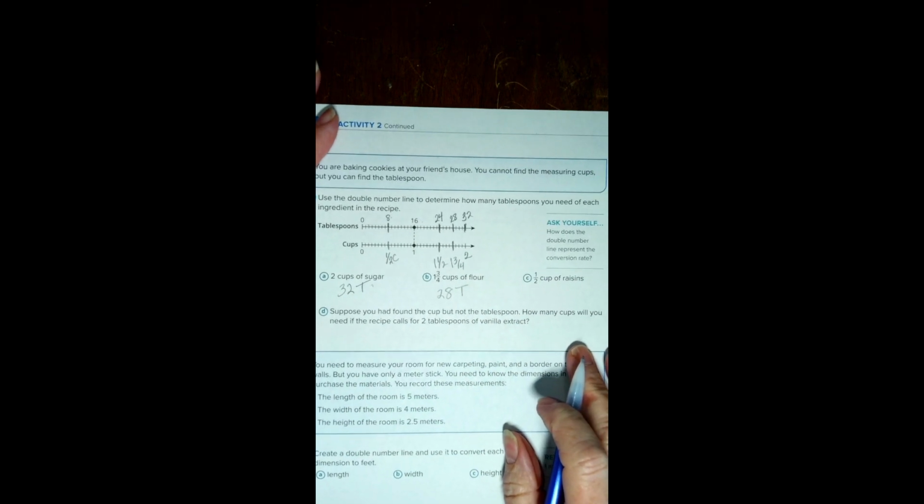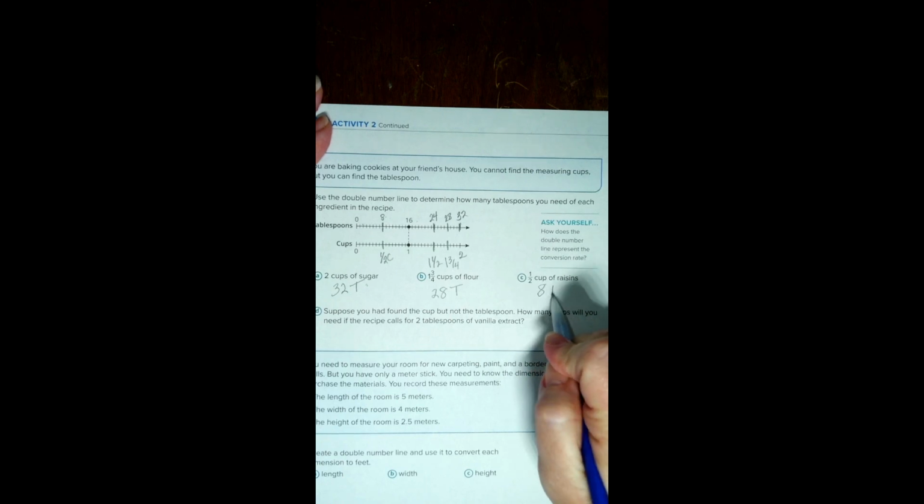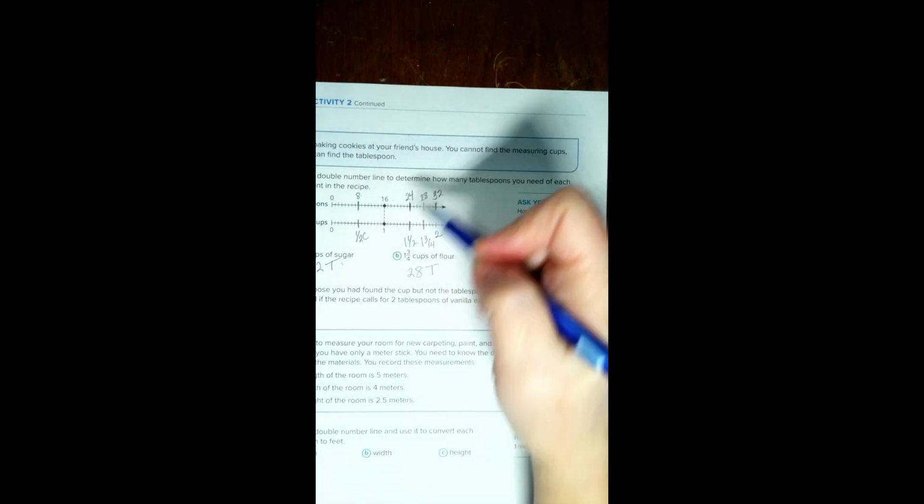Pause as you need to get that labeled, guys. Okay, half a cup of raisins is right here at 8 tablespoons. That one's fairly simple. Suppose you had found the cup but not the tablespoon. So now we're going to do it the other way around. How many cups will you need if the recipe calls for 2 tablespoons of vanilla extract?